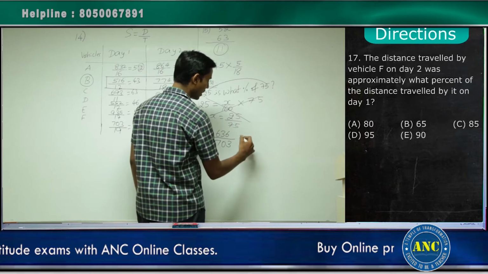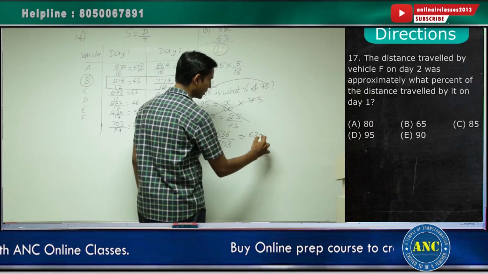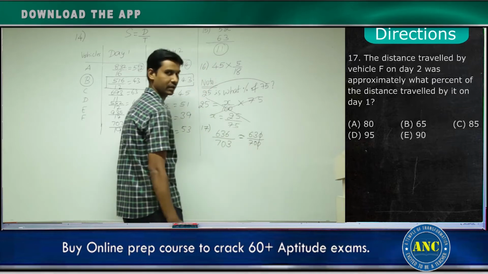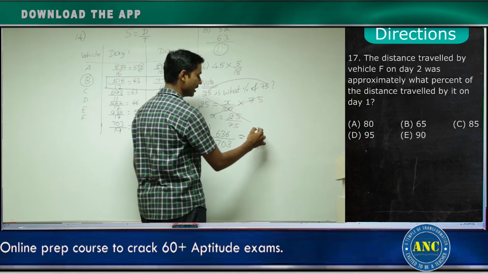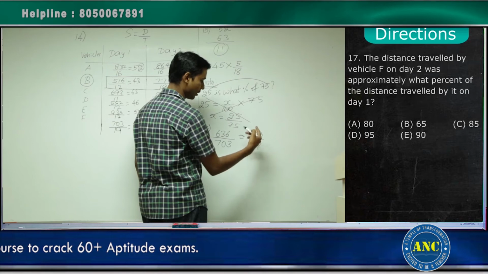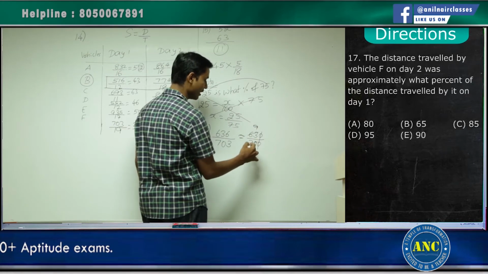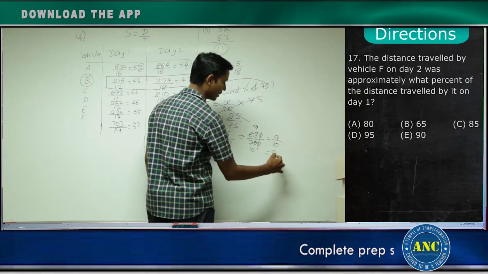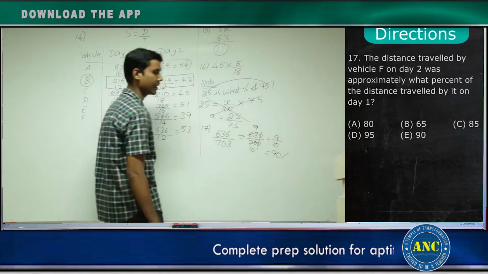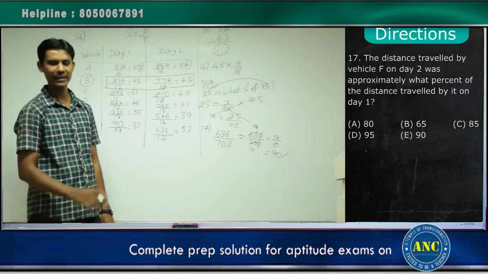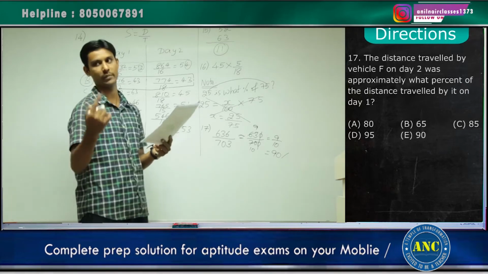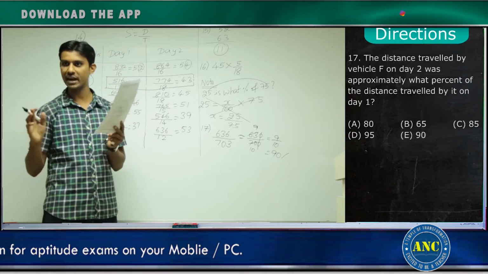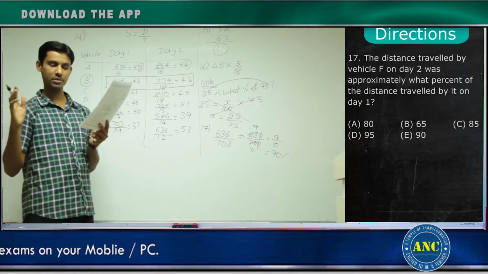Now if you observe here, I can approximately write it as 630 divided by 700. This is 63 by 7. 7 into 9 is 63, and 7 into 10 is 70. So it is 9 by 10. 9 by 10 is nothing but 90%. Approximately it is 90%. Understand, right? The question also says approximate. What approximate percentage is what they are asking. Understanding, everyone? Clear with the approach?